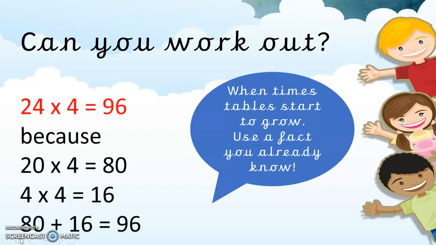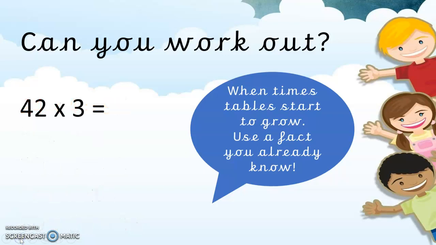Did you get 96? Great job if you did, boys and girls. Really fantastic. We know it's 96 because we've used 2 times 4. Made it 10 times bigger to make 20 times 4 is 80 and 4 times 4 is 16. Popping it together, 80 add 16 is 96. Well done if you got that. Here's another one. Pause the video now to have a go on your piece of paper.